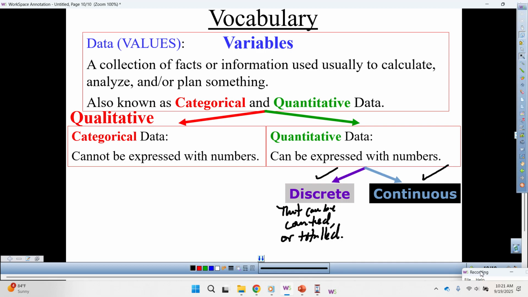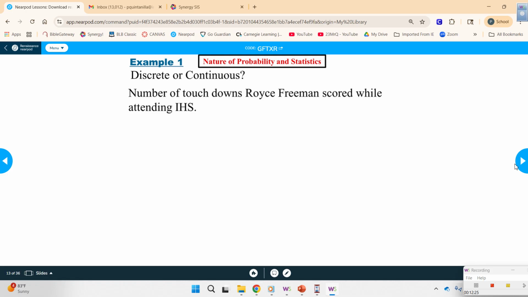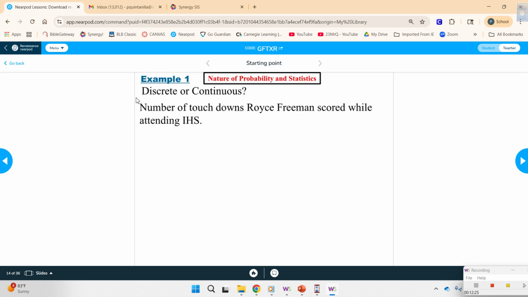So, with that said, look up to the screen. So now that we talked about discrete versus continuous, let's see how well we got this. Look up to the screen. Don't say it out loud. Example 1. Do not copy this. It reads, number of touchdowns Royce Freeman scored while attending IHS. Think about it. Don't say it out loud. Is that discrete or continuous? Write it on your screen, please.